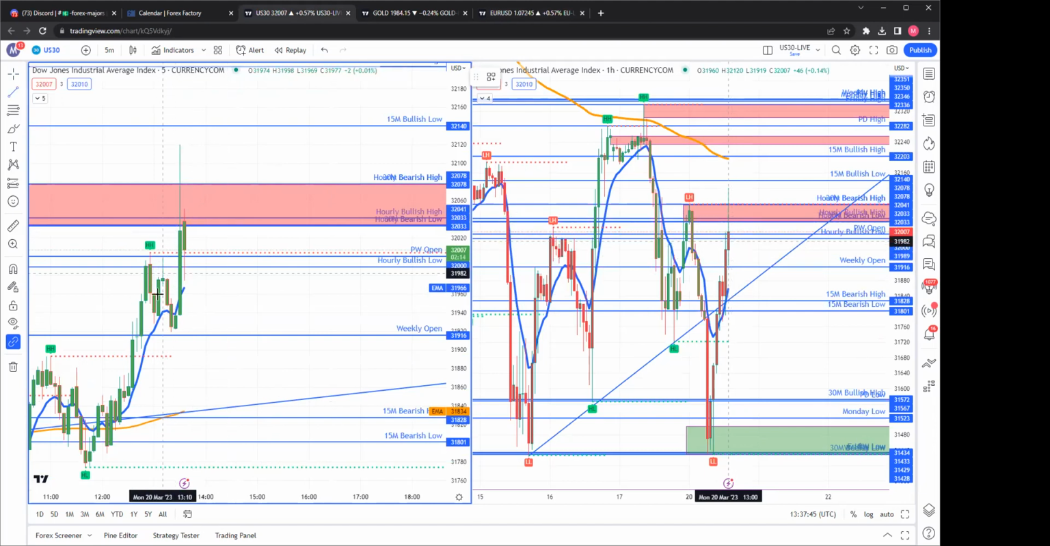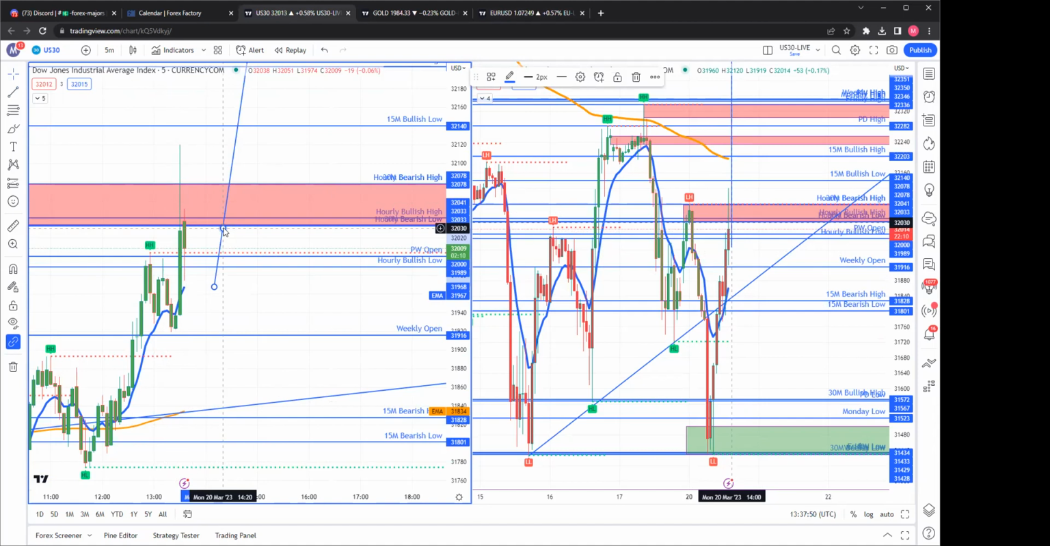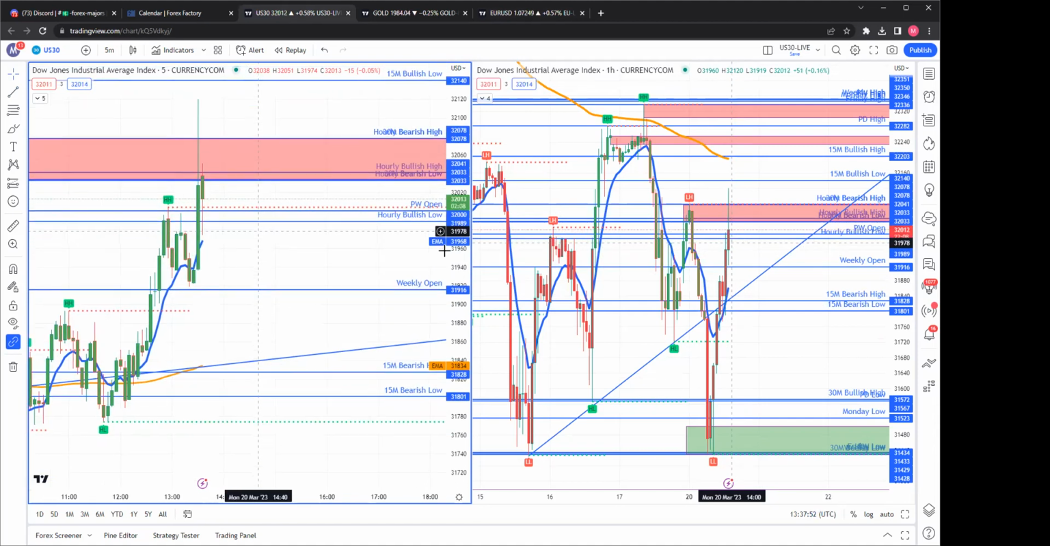So right now I need this 5 minute to close below the 9 EMA, and then I need a retest of the 9 EMA to enter this short.